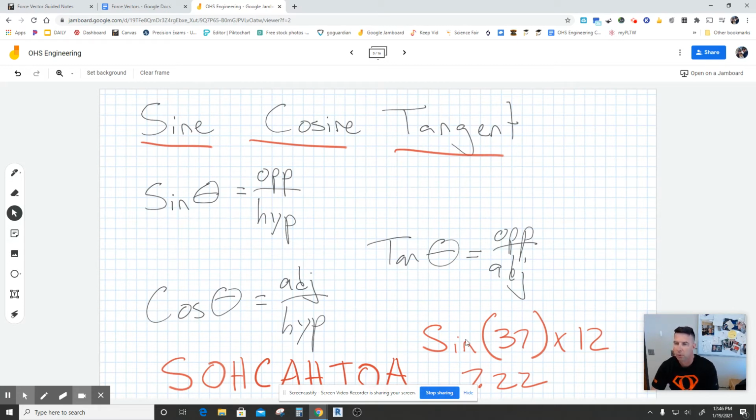Here's a little check for your calculator. Go ahead and do sine 37 times 12. Everybody's calculator is different, or phone is different, but if you're doing that correctly, you should get 7.22. A couple tips, again, it depends on your calculator. On the blue ones like we use in class, we have to do sine and then the angle in the parentheses and then multiply that times 12. Again, yours might be a little different, but however you do it, make sure you get 7.22.